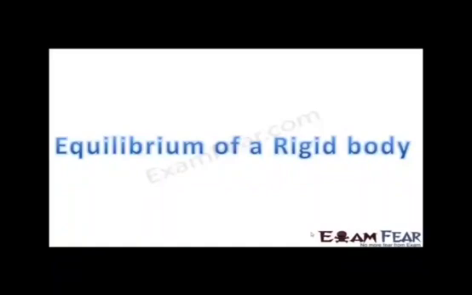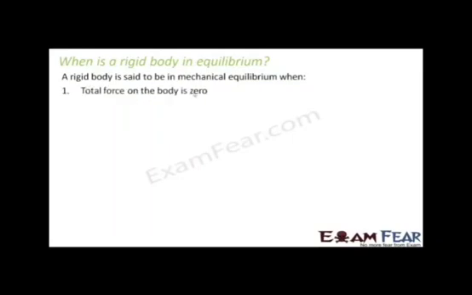Now let us see the next topic, equilibrium of a rigid body. What is a rigid body in equilibrium, and when will you say that a rigid body is in equilibrium? A rigid body is said to be in mechanical equilibrium when the total force on the body is 0 and the total torque on the body is 0. What happens due to force? Force causes translational motion. And what happens due to torque? Torque causes rotational motion.